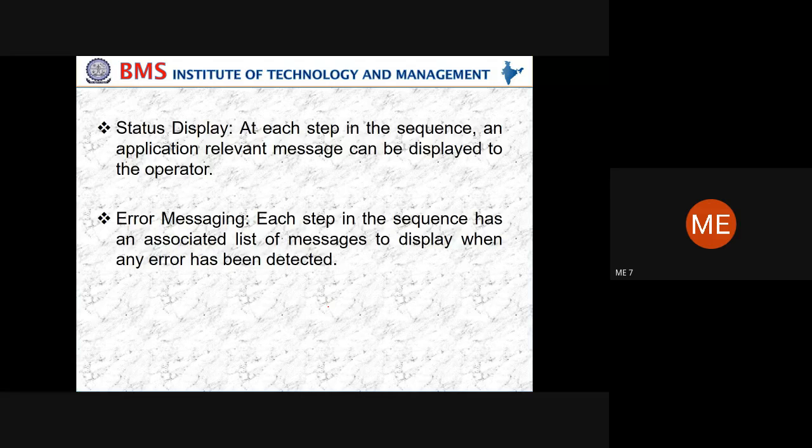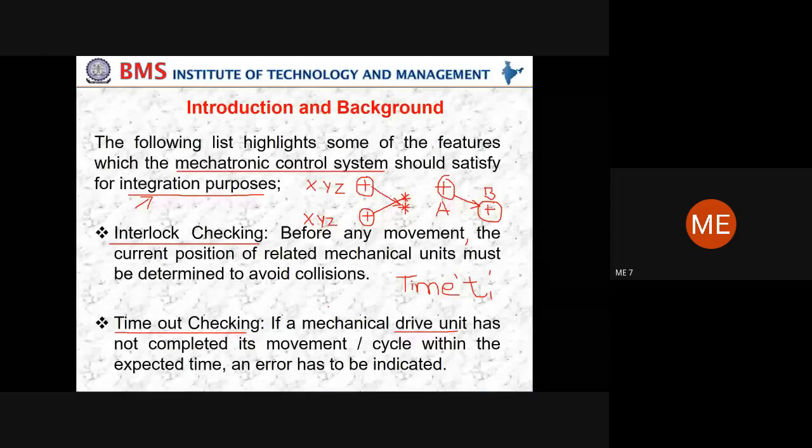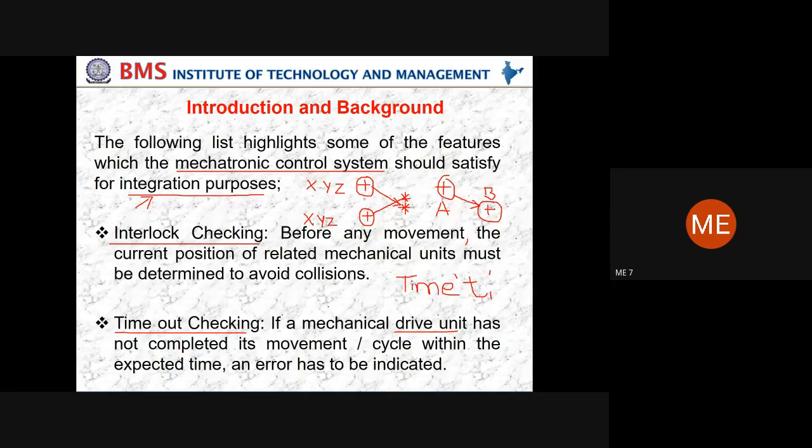Now these are the four cases. Number one is interlock checking. In interlock checking you are avoiding collision by understanding where the positions of the objects are going to be. The second one, timeout checking: if the drive system has not completed its intended operation in the specific amount of time, you want some information to be given.